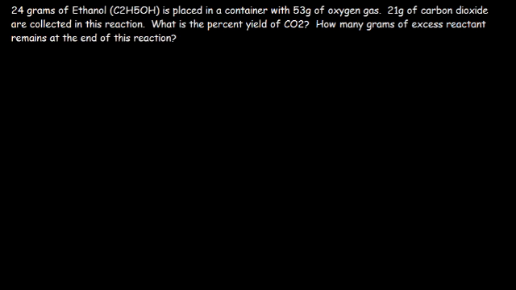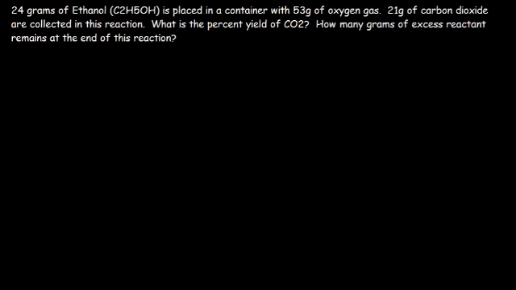Let's try this problem. 24 grams of ethanol is placed in a container with 53 grams of oxygen gas. 21 grams of carbon dioxide are collected in this reaction. What is the percent yield of CO2, and how many grams of excess reactant remains at the end of this reaction? In order to find the percent yield, we need to calculate the theoretical yield. And notice that the actual yield was given to us. It's 21 grams of CO2.